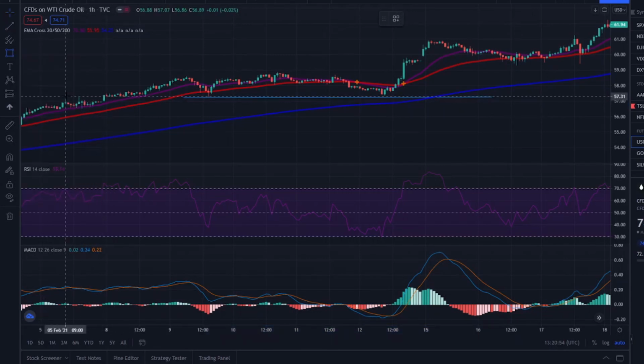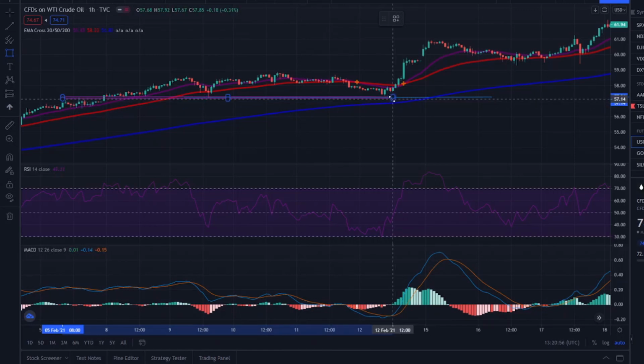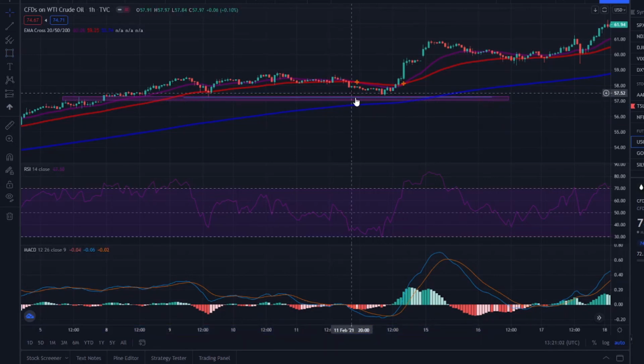If we go back from it, we had a resistance line here that is now being formed into the support line, crossing the 200 EMA. So we rebounded here once, and then we had the narrowing part here, and the second time we came close.